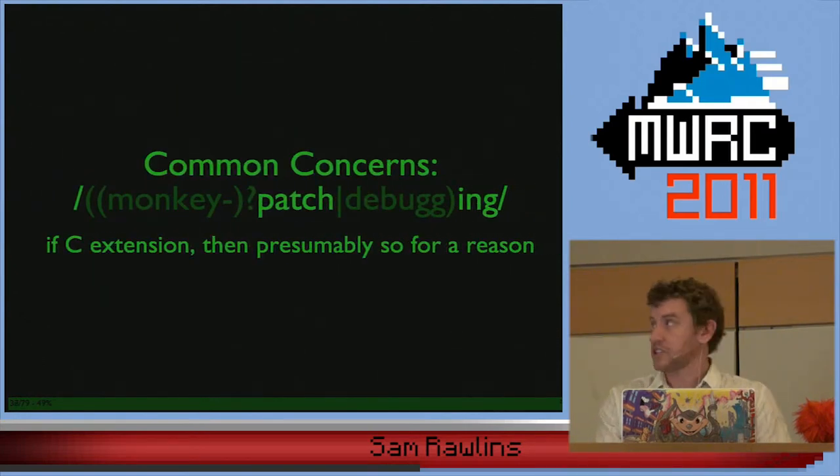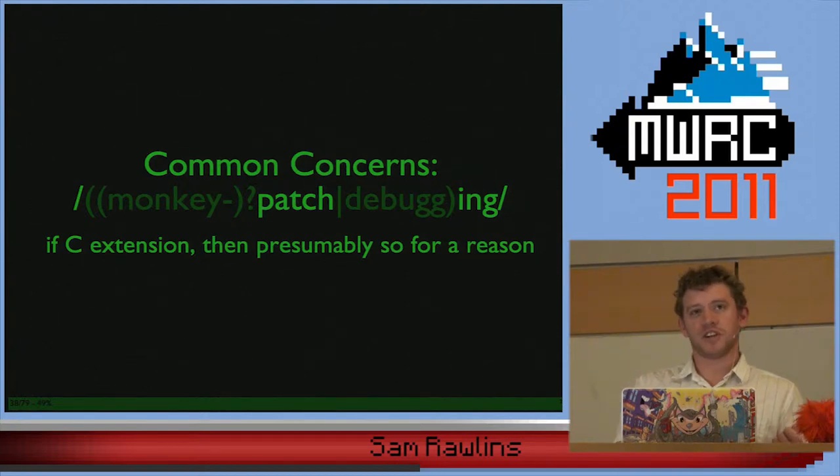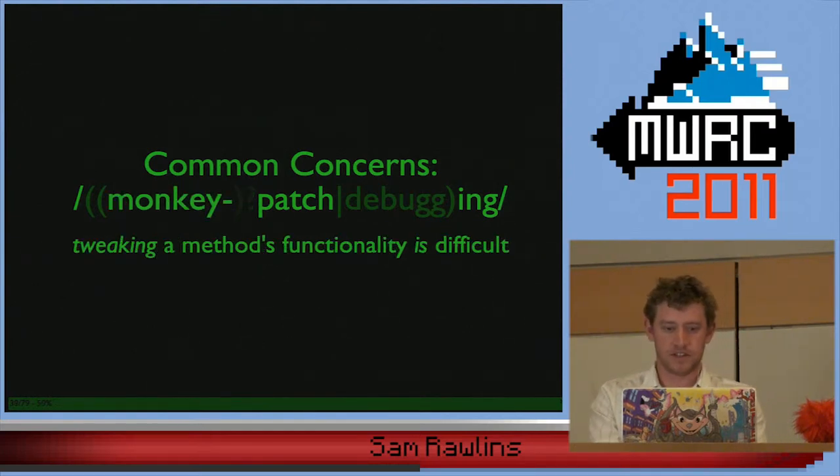So let's look at patching. If you're patching code, you look at it and you want to add a patch, and you see it's a C extension. Well, presumably it's a C extension for a reason. So you're going to have to patch the C extension with C code. And that's how it's going to have to go if you want to patch something that you think is broken in what appears to be a C extension.